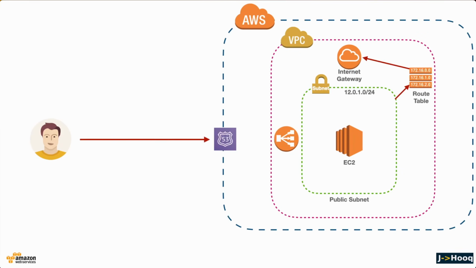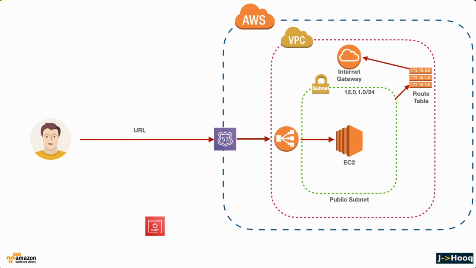So first, user is going to make a request using the URL. That request is going to land on our AWS Route 53. Route 53 is going to forward that request to our application load balancer, and that load balancer is going to point to our EC2 instance where our application is running.